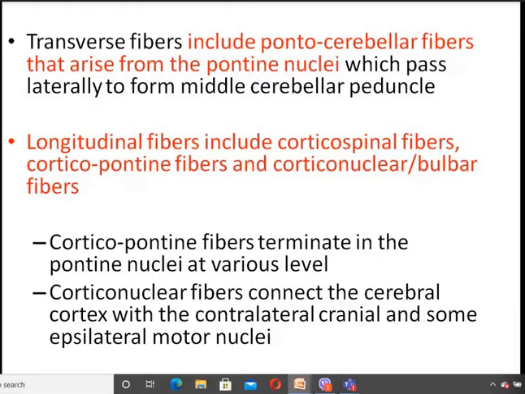Corticopontine fibers terminate in the pontine nuclei at various levels. Corticonuclear fibers connect the cerebral cortex with the contralateral cranial and some ipsilateral motor nuclei. Contralateral means the opposite side, right to left, left to right, and ipsilateral means the same side. So the corticonuclear fibers can go to the opposite side and can also continue down to the same side.